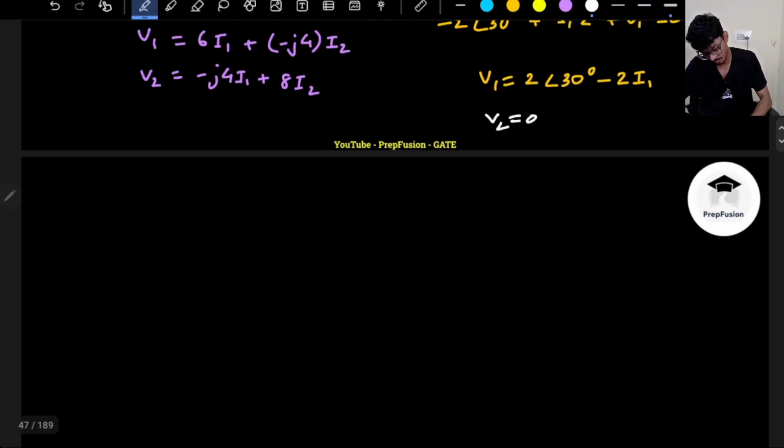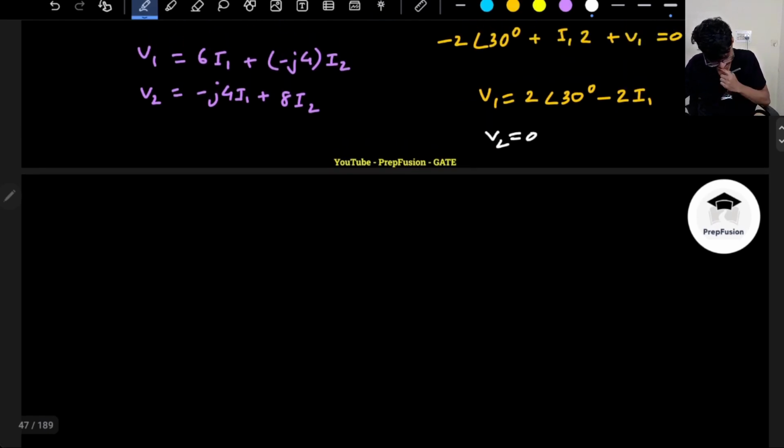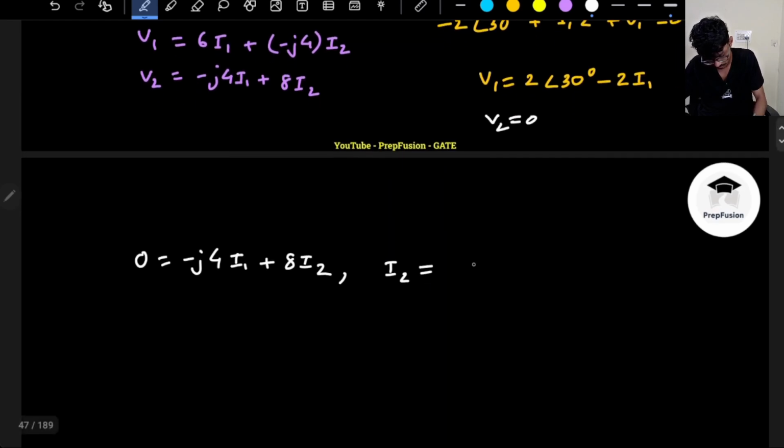So I can replace this value. First let me replace it here, this is easier. So 0 is equal to minus J4 I1 plus 8 I2. So I can directly write my I2 will be equal to J divided by 2 times I1.